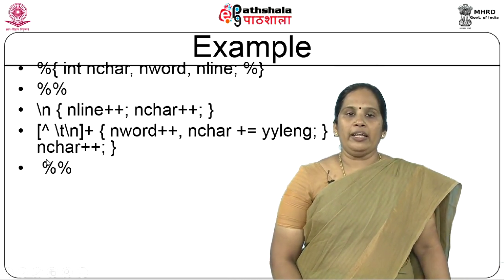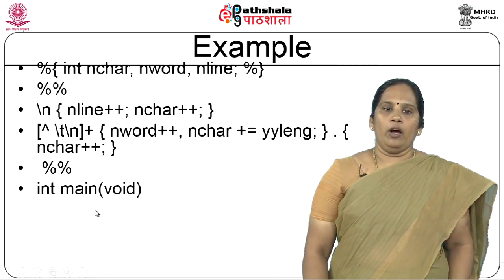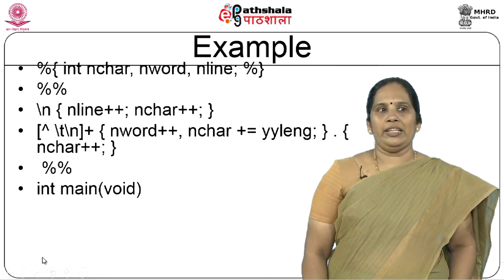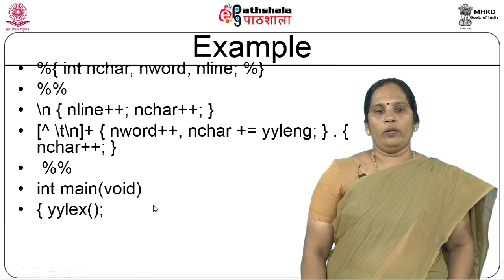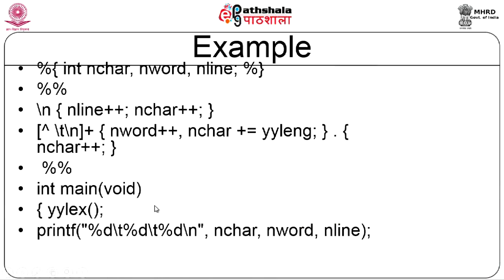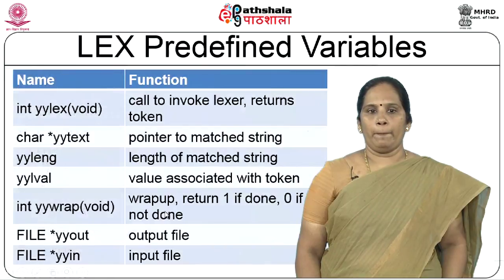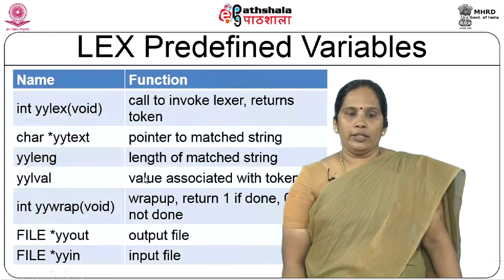That ends my translation section, and on to the third part, which is the auxiliary procedure section. There I simply call yylex and I am going to print %d \t %d \t %d: nchar, nword and nline. I am going to print all the 3 variables here. Of course, you have to initialize them, all those things are mandatory. This is just an example. I have not initialized here, so it is a simple example, and then return 0 just to complete your code.